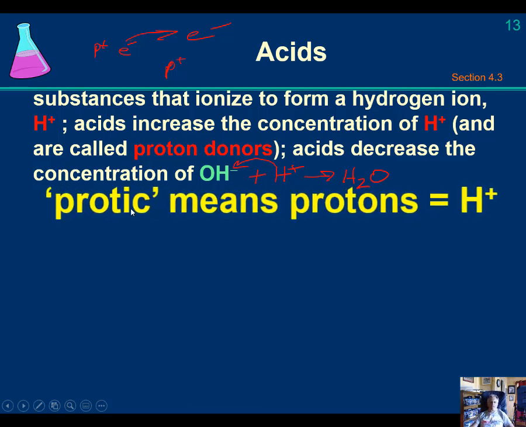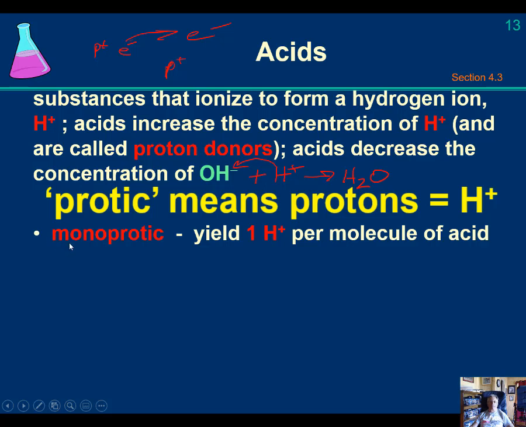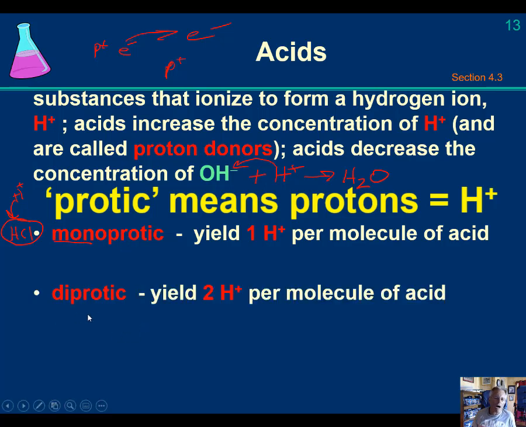So protic, this prefix we say protic, it just means protons, the number of protons. And so if I say monoprotic, well, you know that mono is the prefix for one. That just means there's one H plus per molecule of acid, and that would be something like HCl. For every one molecule of acid, there is a single proton to donate, and that would make that a monoprotic acid. And then we could have a diprotic acid.